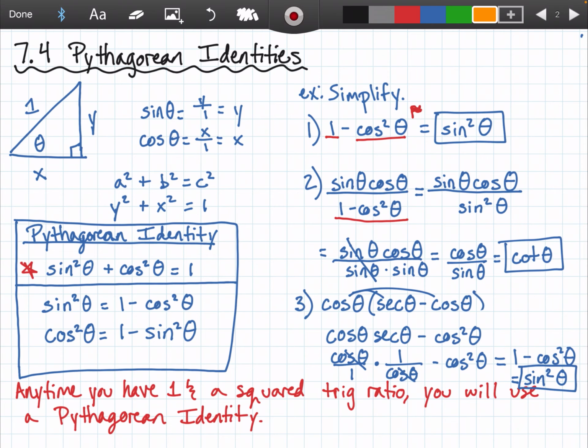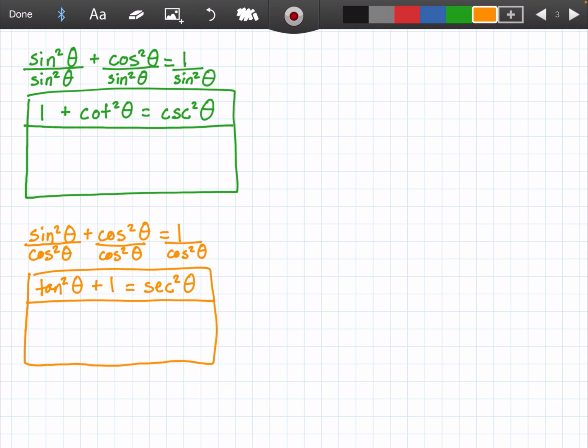The reason I only memorized that one is because I know how to get to these ones in green and yellow. Like the one in green, I just had to divide everything by sine squared. The one in yellow, I had to divide everything by cosine squared. And I know my reciprocal identities, and I know sine squared plus cosine squared is 1. And so with those things, I'm good to go.